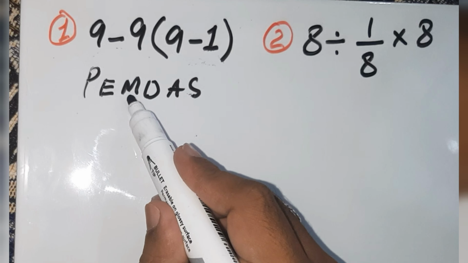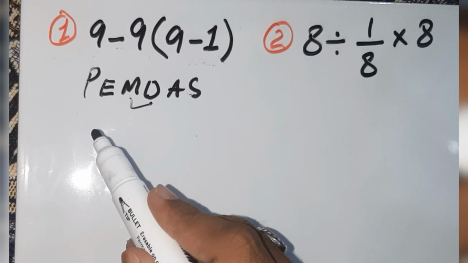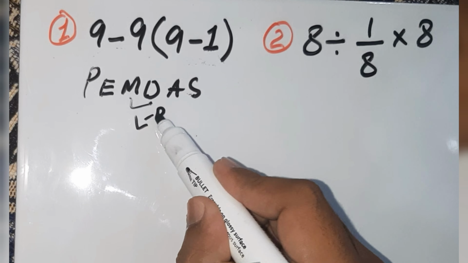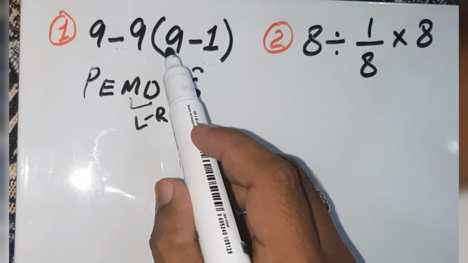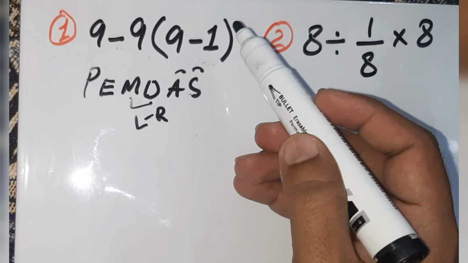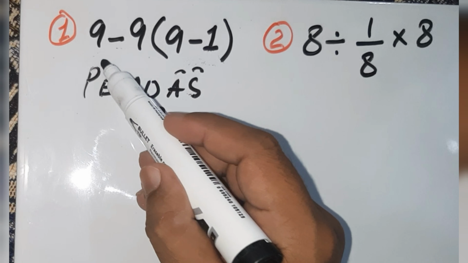Remember that multiplication and division have equal priority. Always work from left to right. The same rule applies to addition and subtraction. So here in this expression, one is parenthesis. Inside the parenthesis is subtraction. So first we do the parenthesis.